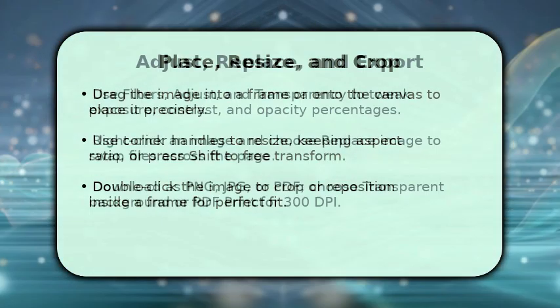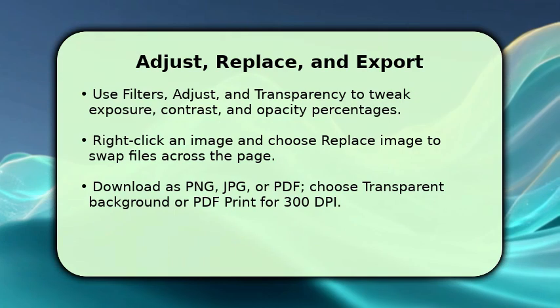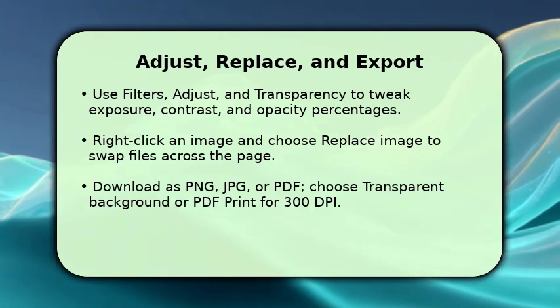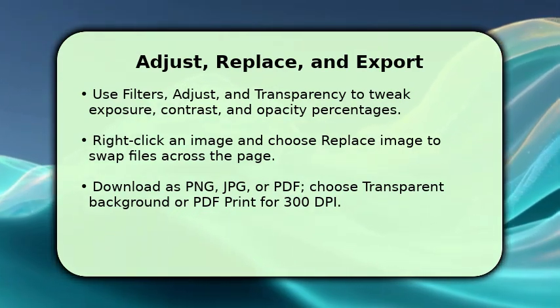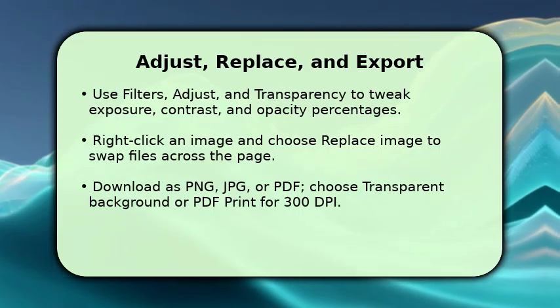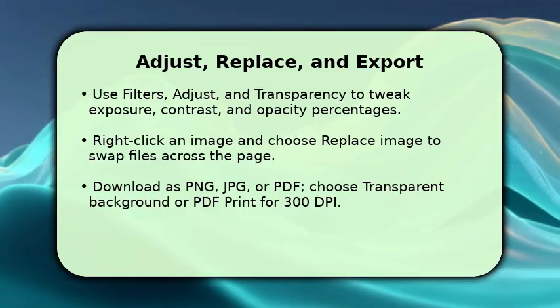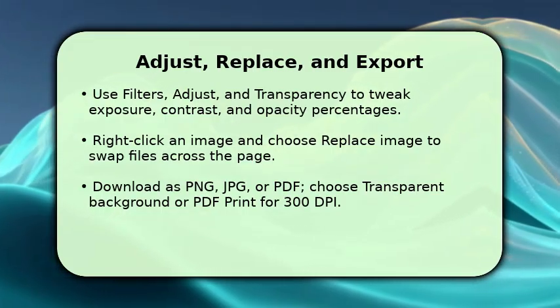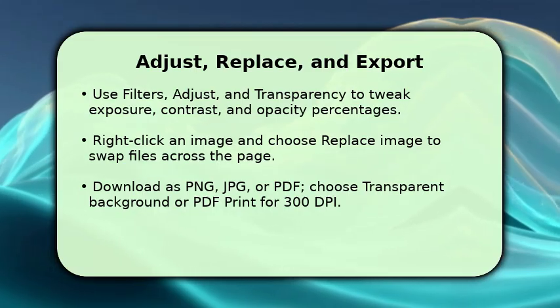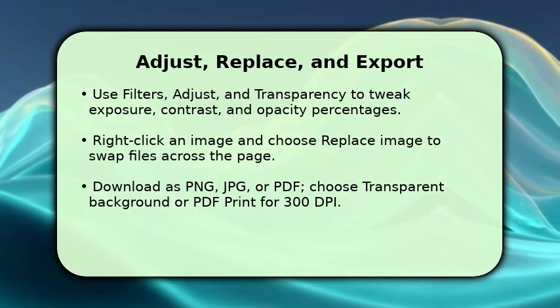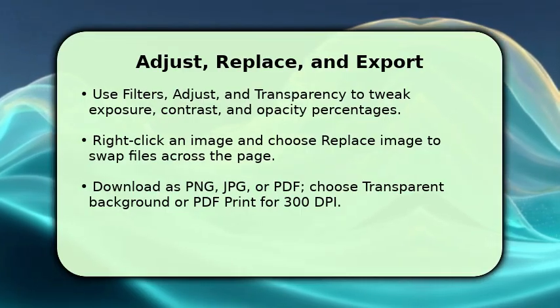Select the placed image and open the Edit Image panel to apply filters or adjust settings. Tweak exposure, contrast, saturation, or set transparency to 50% for subtle overlays. Right-click any image and choose Replace Image to swap files without reformatting the layout. Use Align and Flip tools for precise orientation and group elements to move multiple items together.